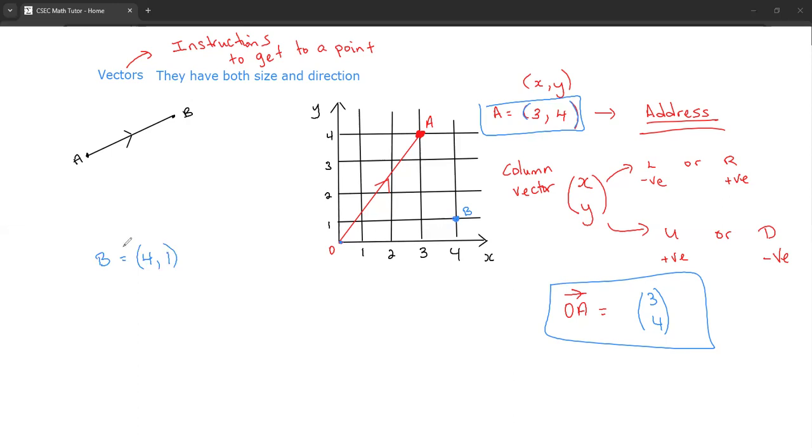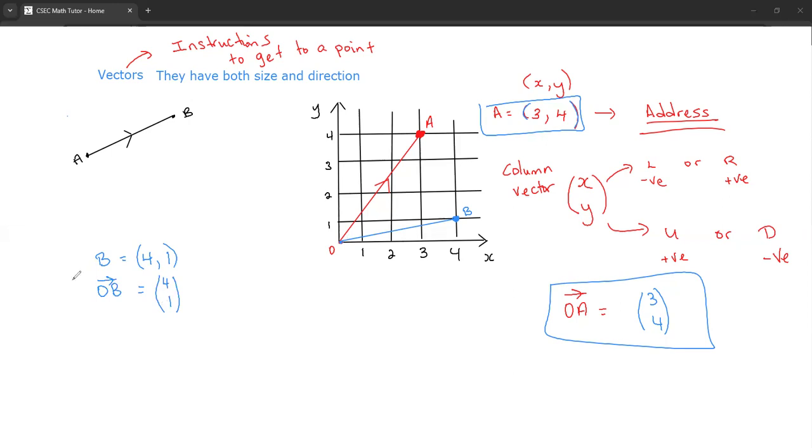Now, if I asked you for the position vector of B, the position vector of B is going to be OB is equal to 4. So you're moving 4 places to the right, so that goes on top. And then you move 1 place up. So the instructions to get us from O to B would be this.